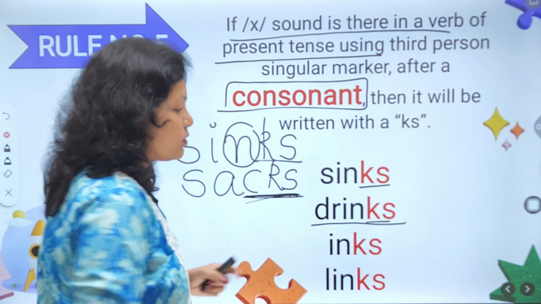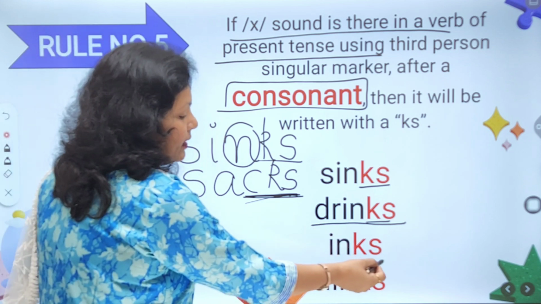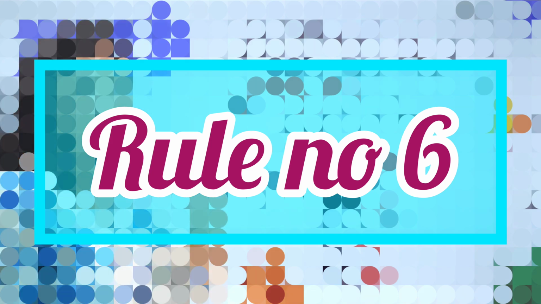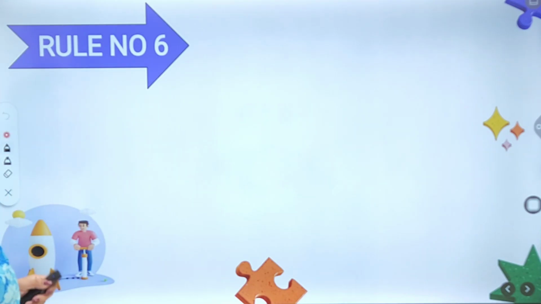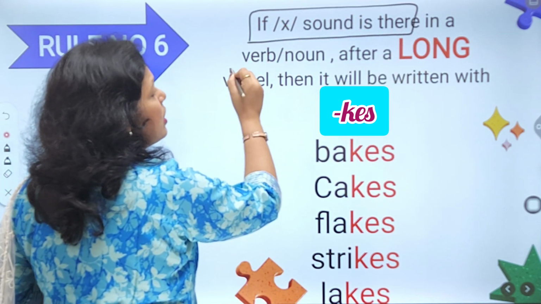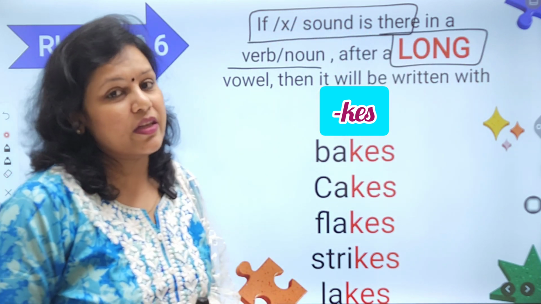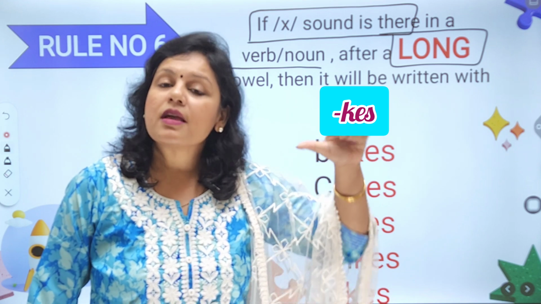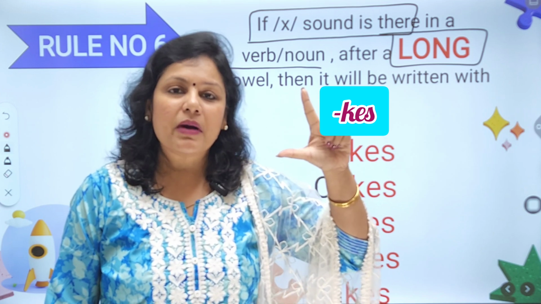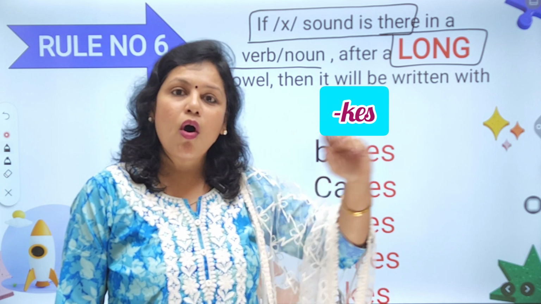We have KS only. Why? Because after N always KS comes, not CKS. Similarly, inks. Similarly, links. Let us proceed further to rule number 6. Now my rule number 6 says, if the sound is there in a verb or a noun, but it is coming after a long sound. Now see, there are three things. First, the sound may come after a short sound. The sound may come after a consonant, but the sound may also come after a long sound.